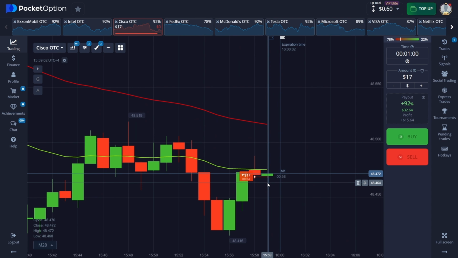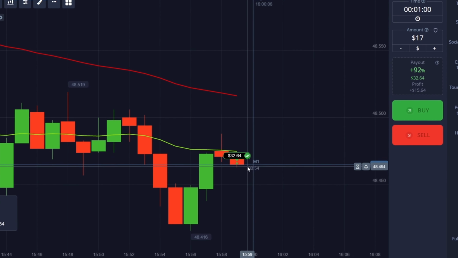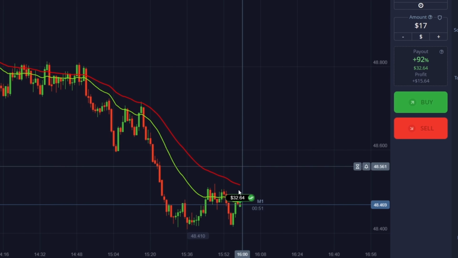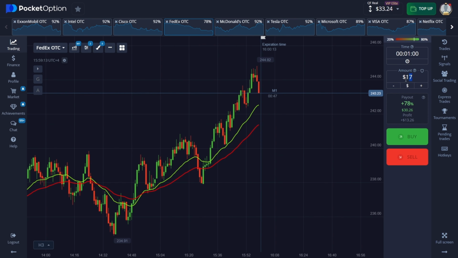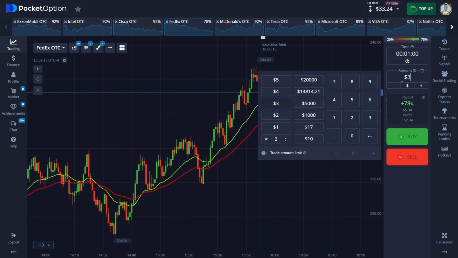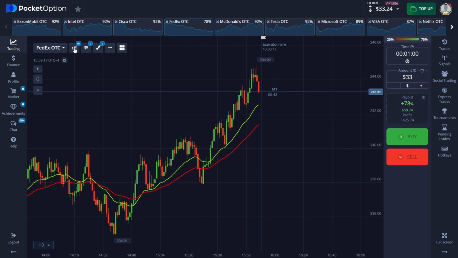Only a few seconds left, and now the candle is coming in our favor. It's a win. We won our second trade of the compounding session. Now my balance turns into $33. Let's find a trade for $33.